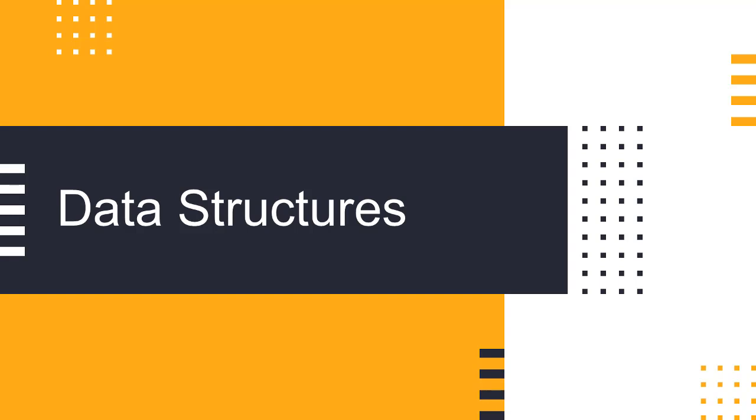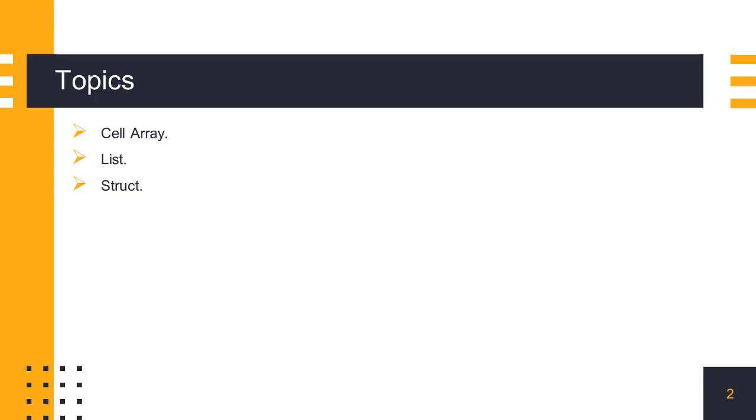In this session we will learn about data structures in Scilab. Data structures are used to store and organize data in a systematic way. For this, Scilab has three types of data structures: cell array, list, and struct. We will see each in detail.